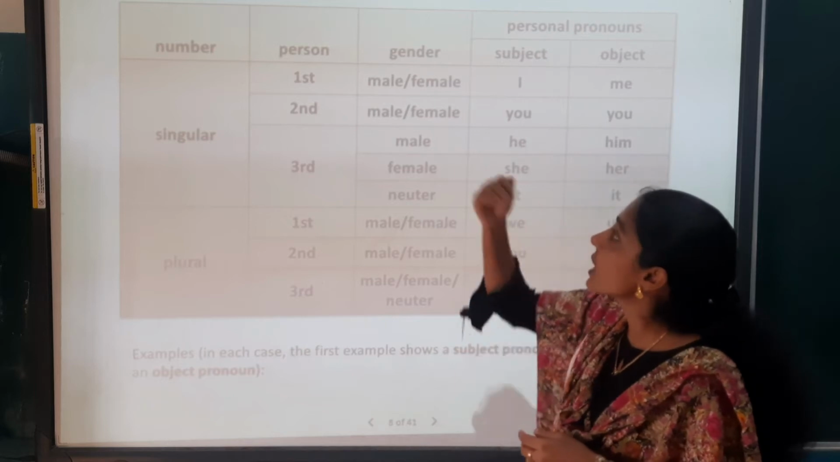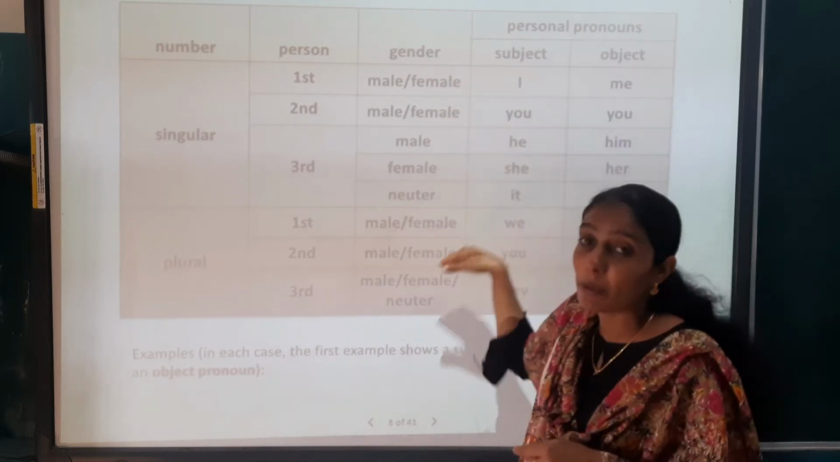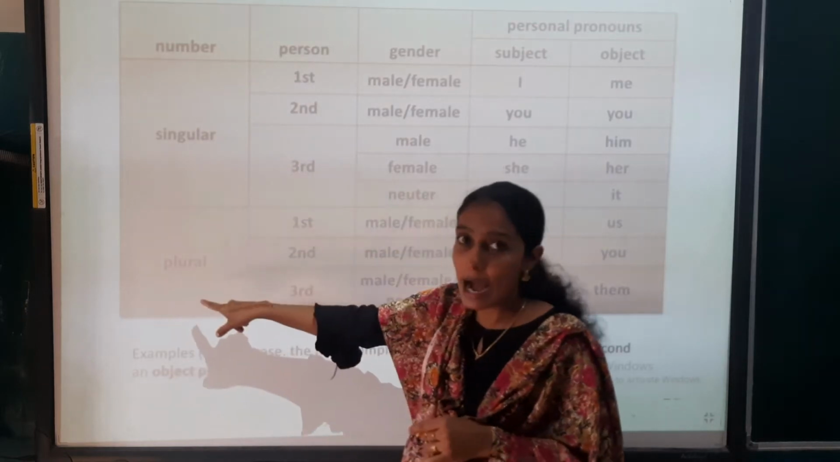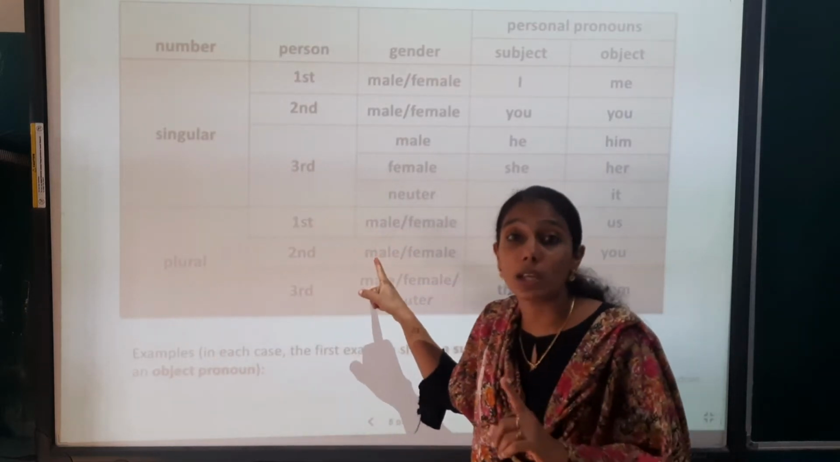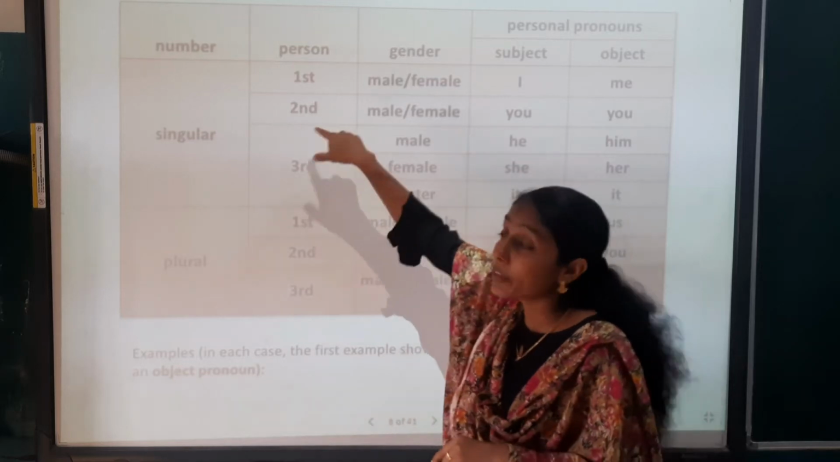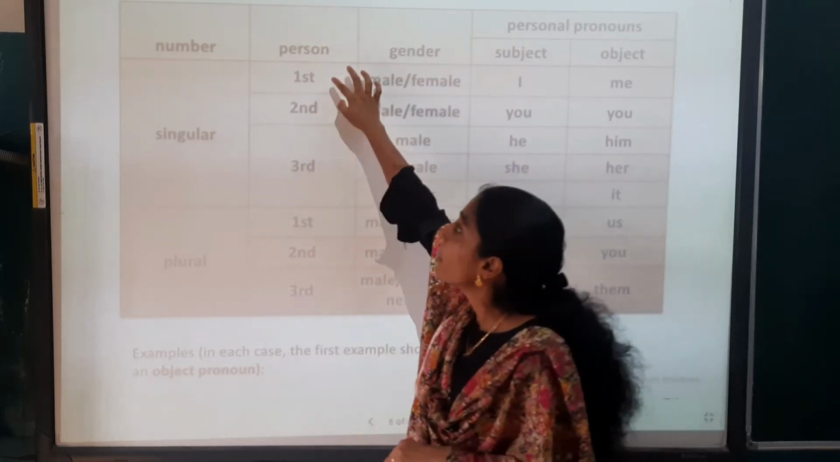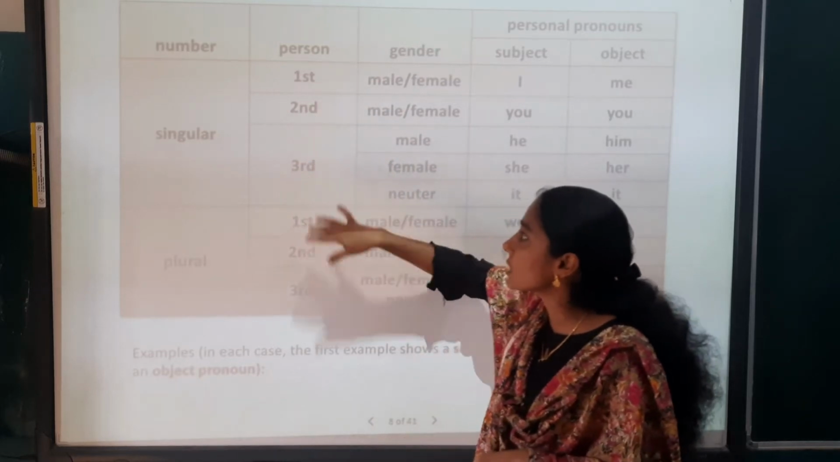Now see, these are personal pronouns. Why? A table is given. See, I told you number is singular and plural. You have to learn this table. It's very important. It will help you to learn these pronouns very easily. Person: first person, second person, third person.